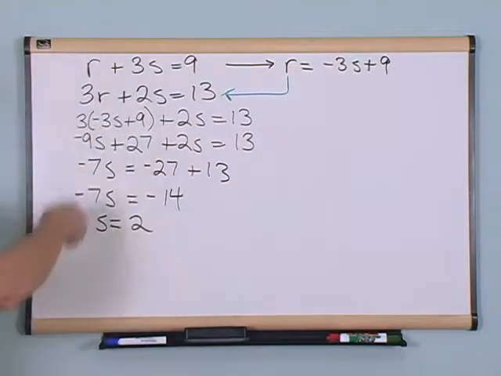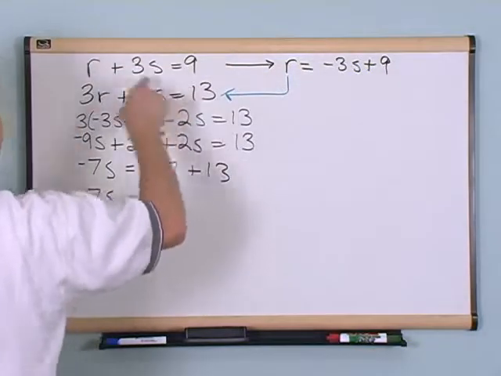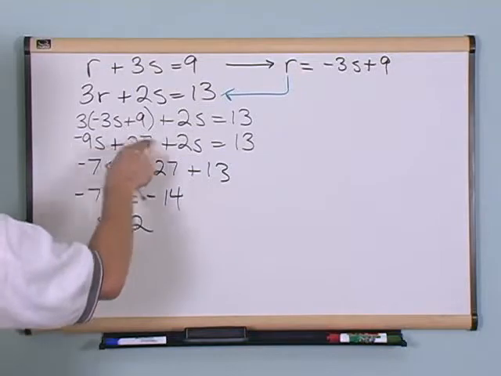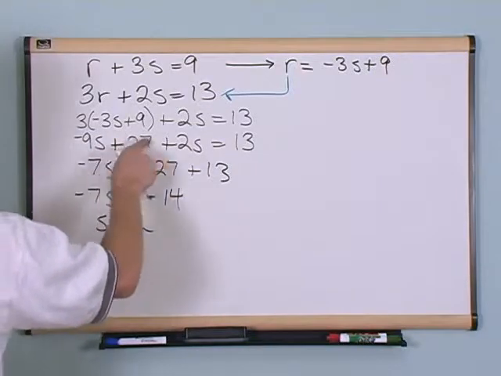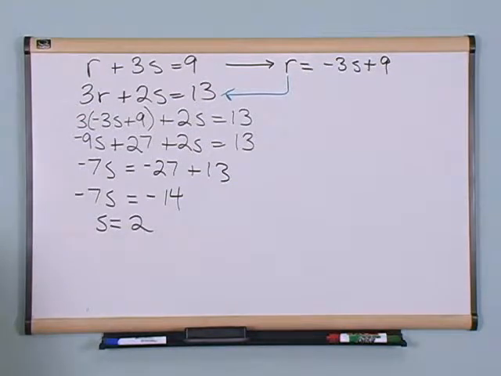Now this looks pretty complicated, but it's very mechanical. You plug this equation into here, you get something kind of big, so you have to distribute your 3 in, you have to collect like terms here, collect like terms here, and then just divide and solve for s.